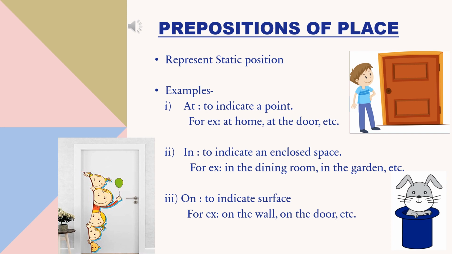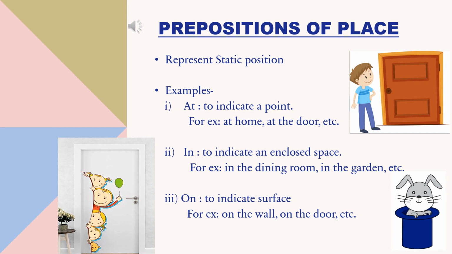Second, in. In is used to indicate an enclosed space. For example, the person is in the dining room. Now, the dining room is a certain amount of area that we have. It is enclosed by four walls. Even if we say in the garden, it also has a boundary. So, when a person is standing in an enclosed space, a space that is covered by a certain boundary, we use the preposition in.